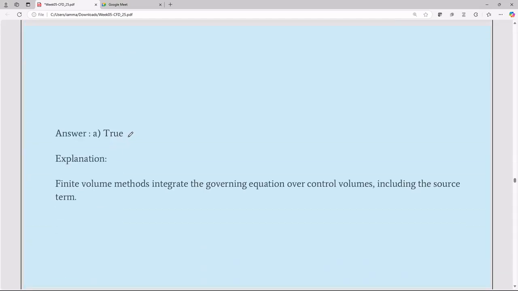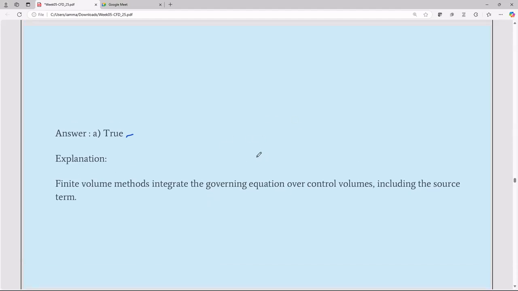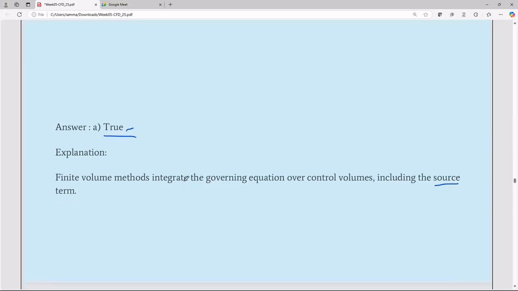Answer is option A, true. When the source term is present in finite volume methods, this source term will be added and integrated over the control volume, so that some portion of this source term is added to every element. So our statement is true. Moving on to the next question.